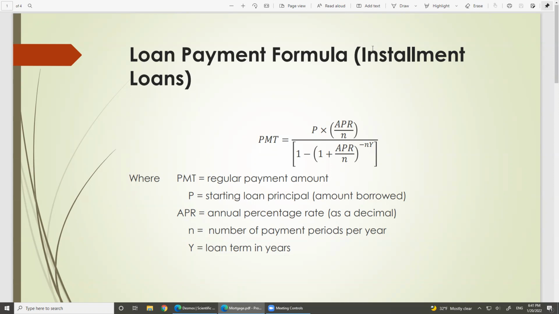So for the payment, we have the principal, the annual percentage rate, in other words the interest rate, the number of payments each year, and the term in years. Usually you'll see 15 or 30-year payments. Let's see an example.